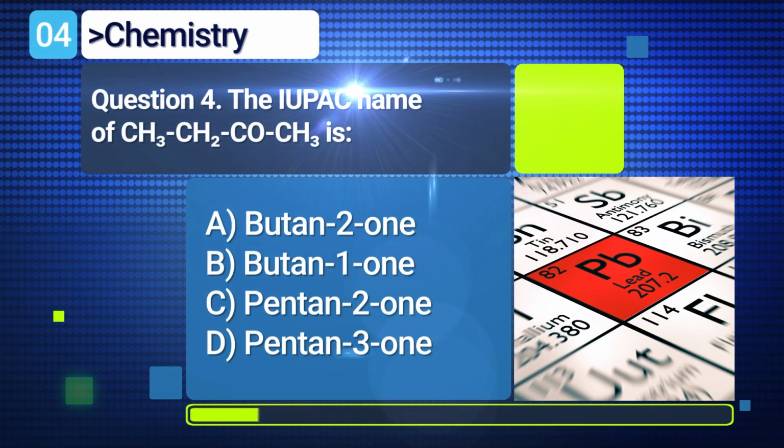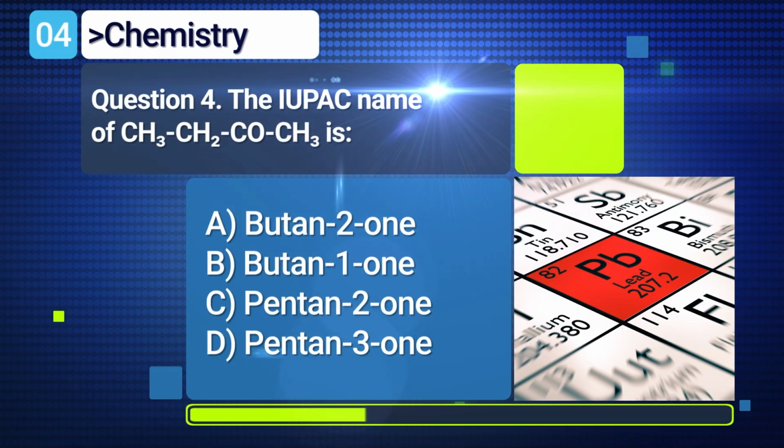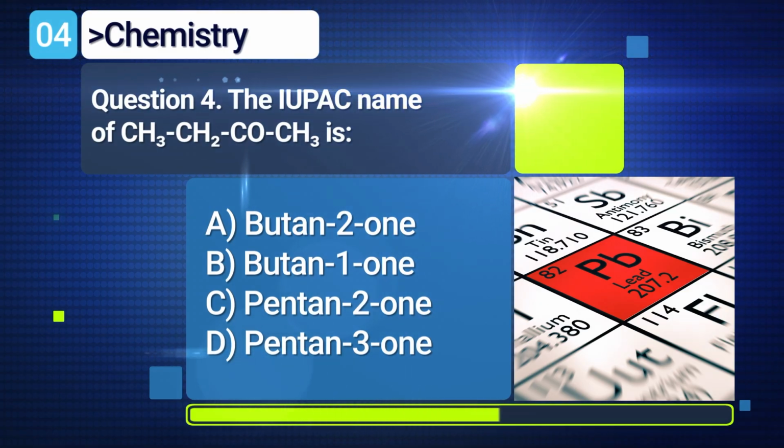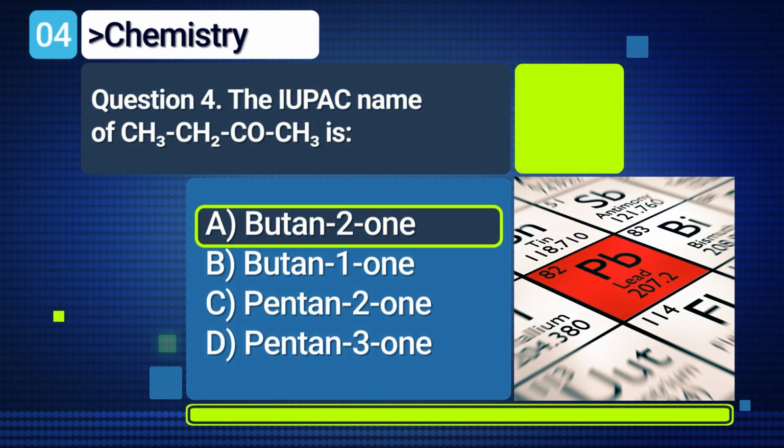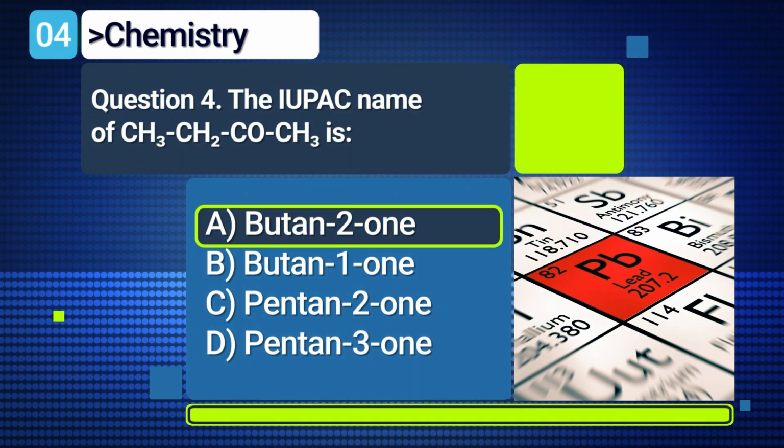Question 4. The IUPAC name of CH3, CH2, COCH3 is A. Butan 2-one, B. Butan 1-one, C. Pentan 2-one, D. Pentan 3-one. Answer A. Butan 2-one.